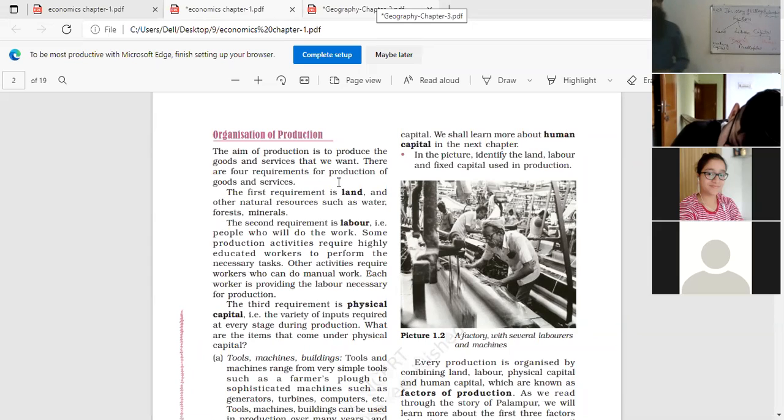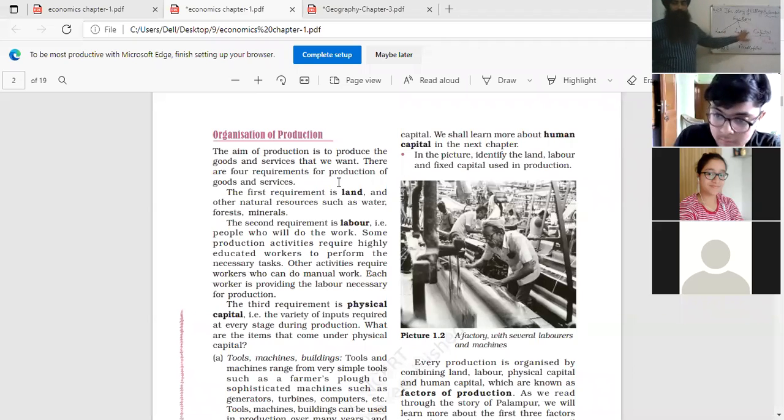Is that clear? These are the major factors affecting production in any sector, whether we are talking about the primary, secondary, or tertiary sector. Production means whatever is produced by the industry will be sold in the market to earn profits. So the major factors affecting production are land, labor, and capital. Capital has two parts: physical capital and human capital. Physical capital includes two parts, working capital and fixed capital.